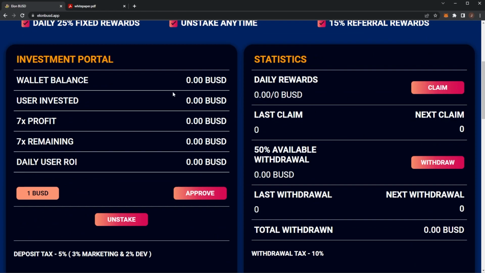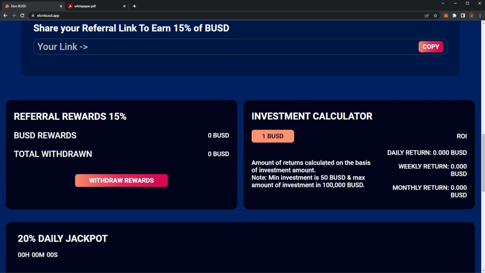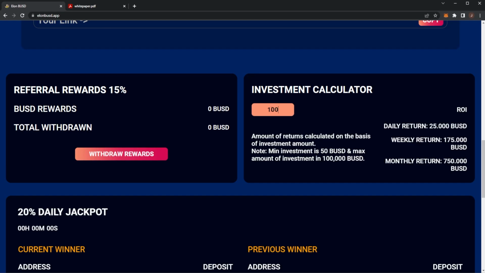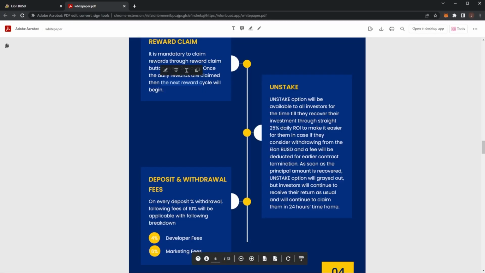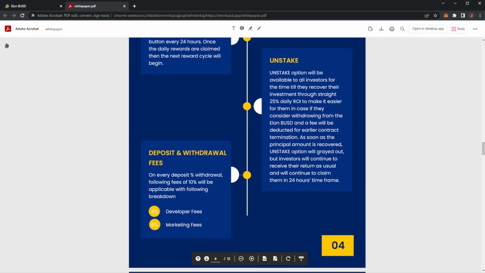So I believe if you say you put in $100 and you earn 25 BUSD in that first day, you need to claim it before you can then earn your next 25% return. Unstake option will be available to all investors till the time they recover their investments through 25 ROI, to make it easier in case they consider withdrawing, and a fee will be deducted from the earlier contract termination. As soon as the principal is recovered, you can't unstake, however, you will keep earning returns. So I feel that's quite fair.